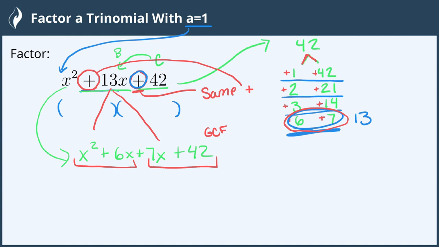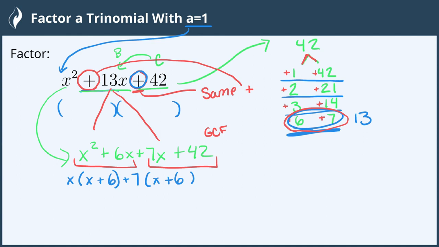So we group our first 2 terms and our second 2 terms and look for the greatest common factor. The greatest common factor between the first 2 is x. So we'll pull out the x and we have x plus 6 remaining, meaning that we divided both the first and the second term by x. And the greatest common factor of the next 2 is a positive 7. So we'll factor out a positive 7. And what's left inside the parentheses is x plus 6.